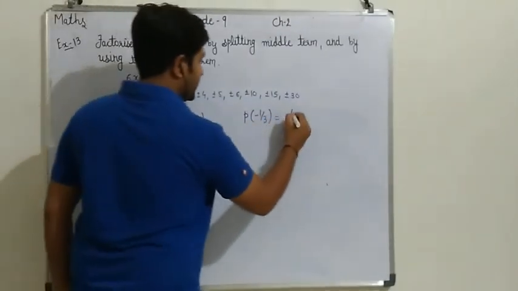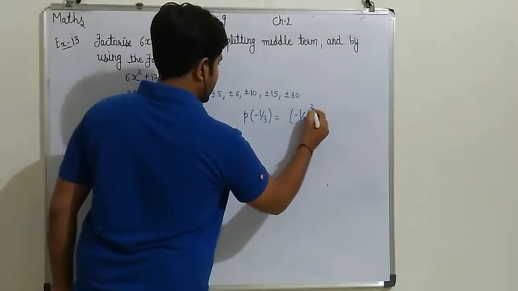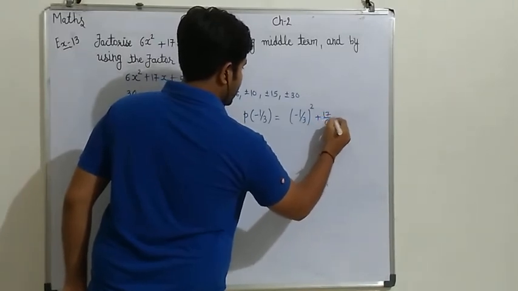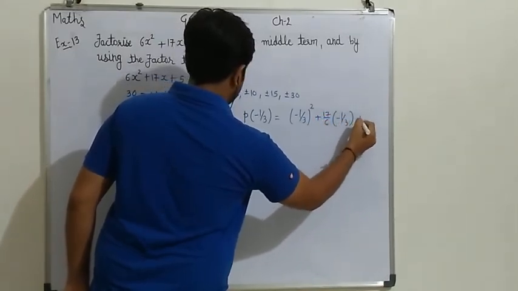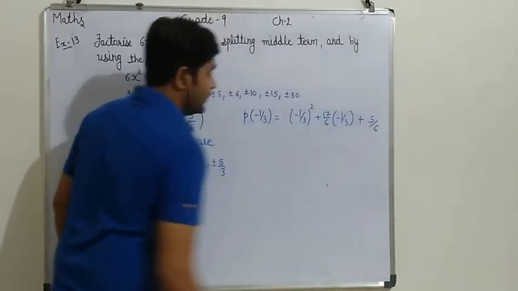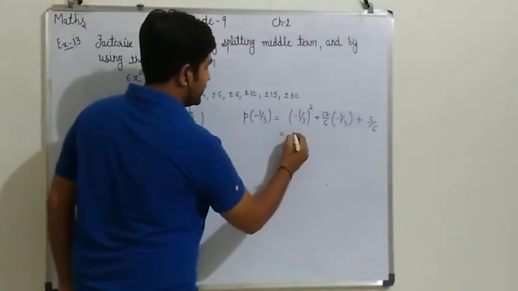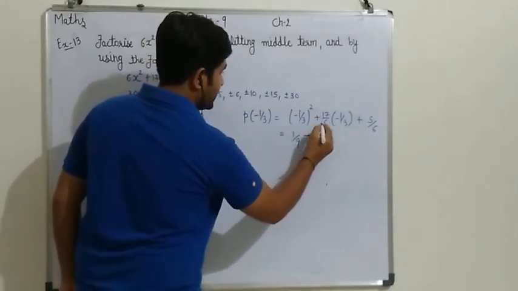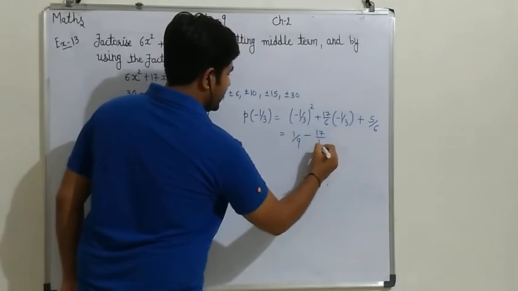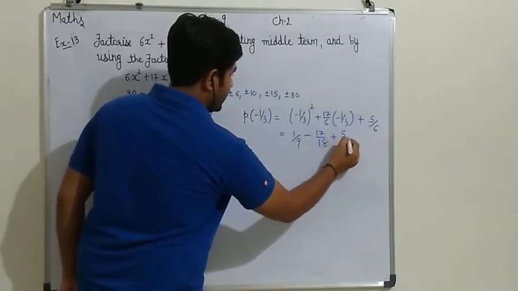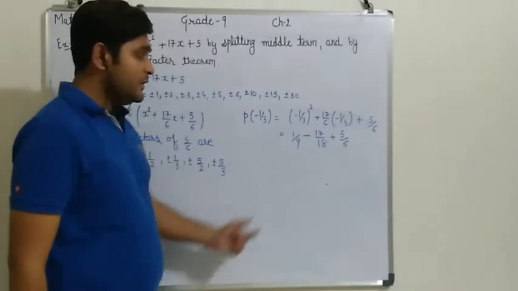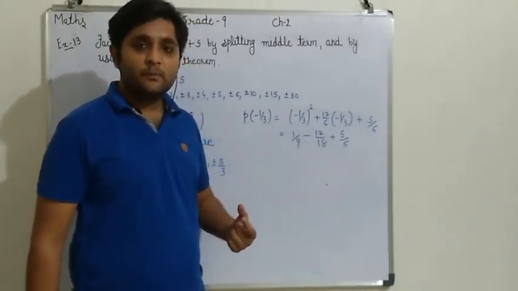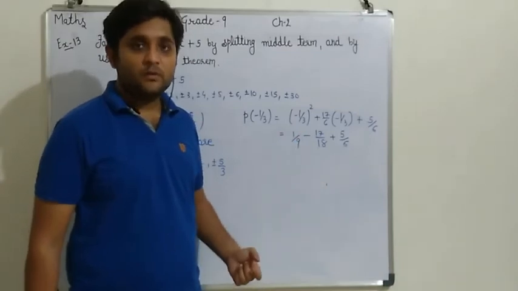X square. So minus 1 by 3 square, plus 17 by 6x. In place of x, I write minus 1 by 3, plus 5 by 6. So let me simplify this. 1 by 3 times 1 by 3 is 1 by 9. Power is equal to plus, minus 17 by 18, 6 times 3 is 18, plus 5 by 6. Now in this we can see the possibility, because 1 is minus and 2 are plus. So we have the possibility that the answer becomes 0.